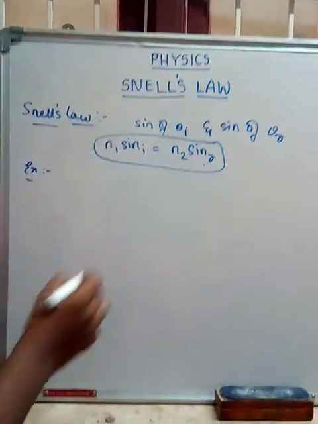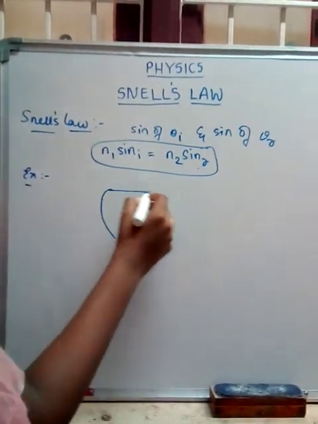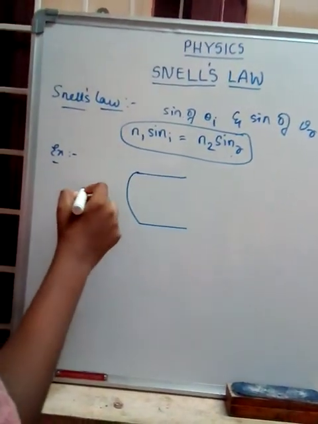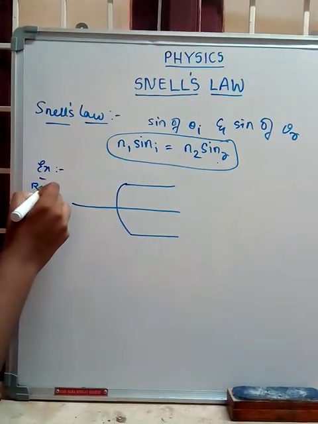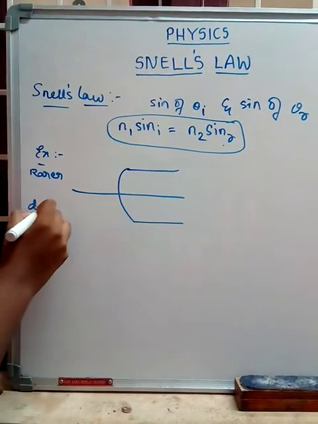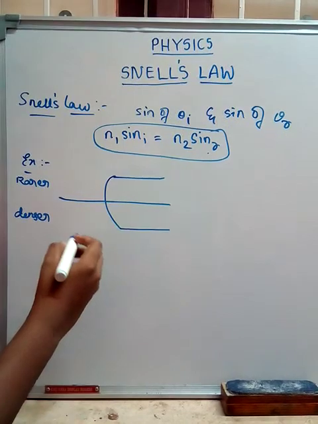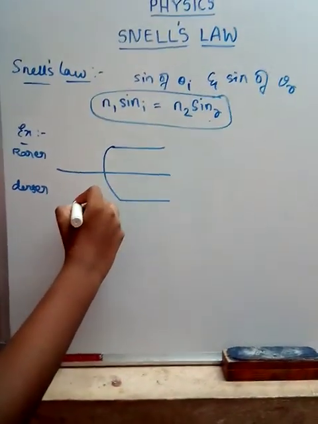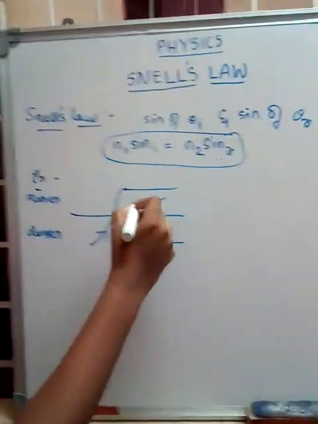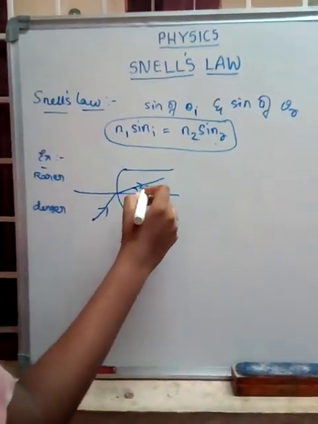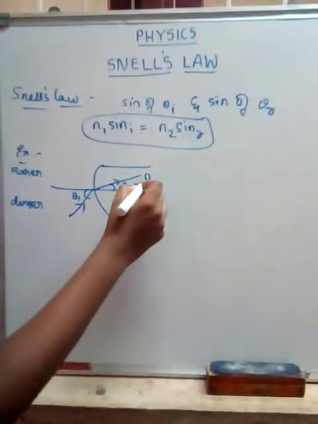First, the diagram for the example. This is the mirror, principal axis, rarer medium, denser medium. There are some refractive index values for materials like air and diamond. There is a ray of light, the incident ray, passing away from the normal. This is theta 2 and this is theta 1, the incident ray. Theta 2 we have to find.